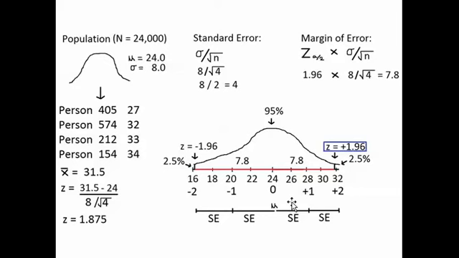Finally, I want to wrap up this video by talking about what affects the margin of error. I want to talk about what makes the margin of error smaller and what makes it larger. One thing that affects the margin of error is the population standard deviation, or the amount of spread or dispersion between the population members. Another thing that affects the margin of error is the sample size.